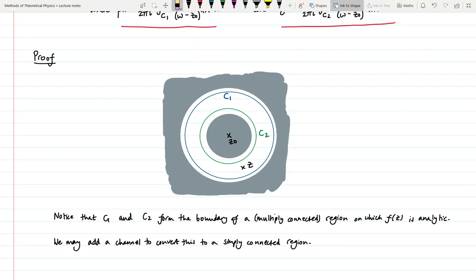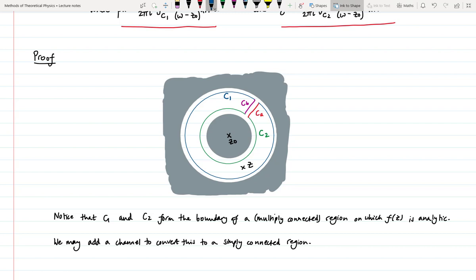As before, I'm going to make a little gap in these contours C1 and C2. And we can add this bit and this bit to define a narrow channel. I'll call the red bit CA and the purple bit CB. And you can see now we've defined a closed contour lying entirely in the unshaded analytic region.